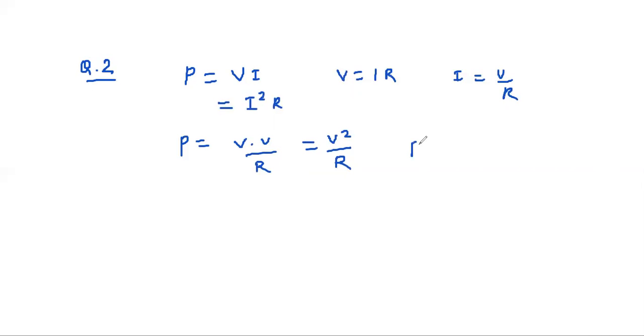So we have got P as VI, I square R and V square upon R. So except B, all are correct. It means B is the wrong one. Now let's go to next question.